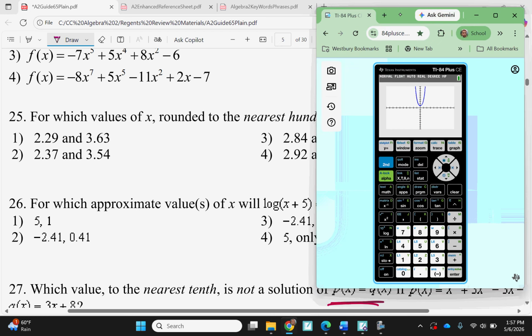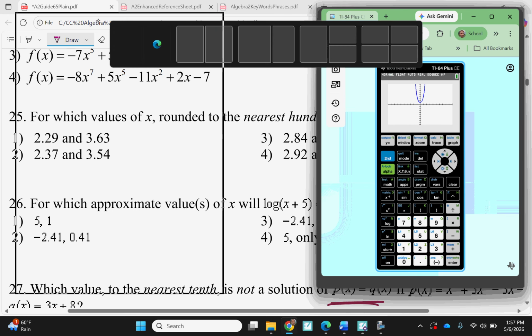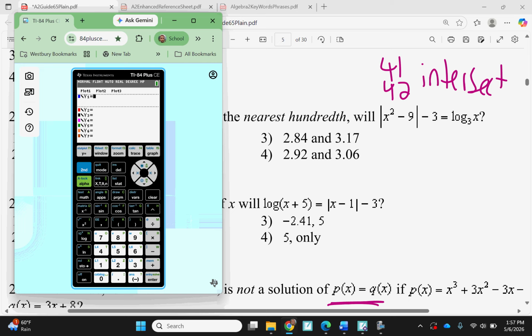So I'm going to get my calculator back up. I'm going to go to y equals. I'm going to type the left-hand side into y1 exactly as I see it. So I'm going to go alpha window 1 for the absolute value bars, x squared minus 9, minus 3 outside the bars. Y2 is my right-hand side, alpha window 5 for log base. Again, alpha window has pretty much everything you need in this course. Zoom 6, so I see the intersections, yes.